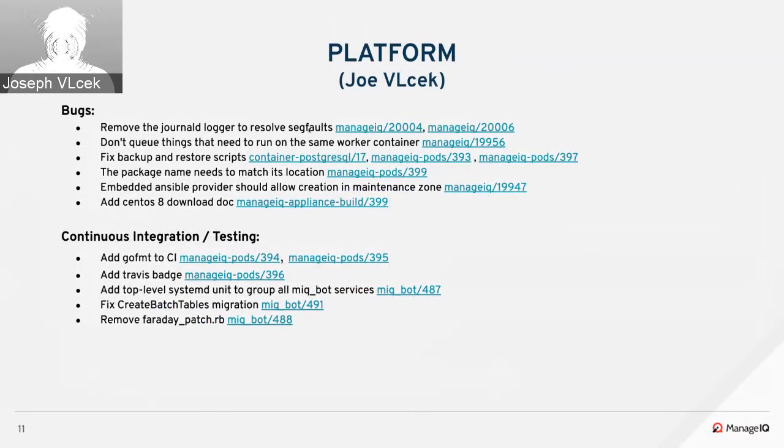And Nick fixed an issue where dep ensure was complaining about a non-existing repo by having the package name match its location. And Dan fixed an issue where it was not possible to create an embedded Ansible provider in the maintenance zone, which I think we overlapped there. And Nick L. and Jason contributed improvements to our continuous integration and testing framework, including improvements to the MIQ bot. Next slide, please.